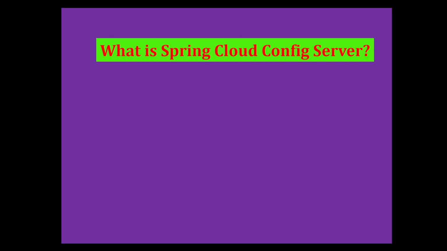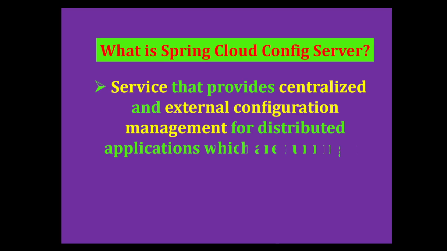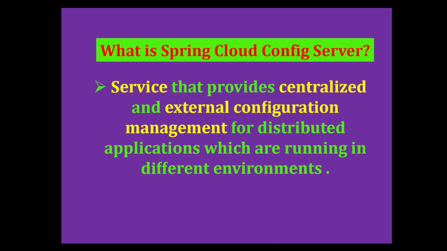So let us understand what is Spring Cloud config server. It is a service that provides centralized external configuration management for all the distributed applications running in different environments. It also allows applications to retrieve their configuration settings from a shared source like Git at runtime, making it easier to manage configurations across multiple microservices and environments like dev, test and prod.